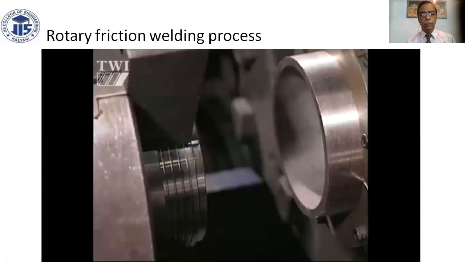Rotary friction welding process. This is rotation. One is rotating and one is fixed. After joining, the rotary friction welding is done.